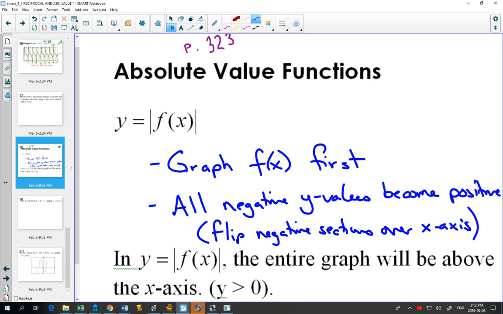Then what does an absolute value do? It makes a negative value positive. So the absolute value of negative 5 becomes positive 5. So what you do after you've graphed f of x, you look and say, where are my y values negative? I need to make them all positive. And what that does is it essentially takes that negative section and flips it over the x-axis. So in this graph, the entire graph will be above the x-axis.